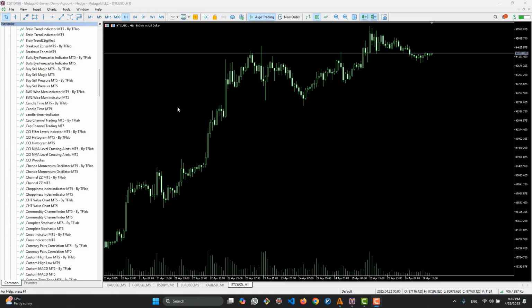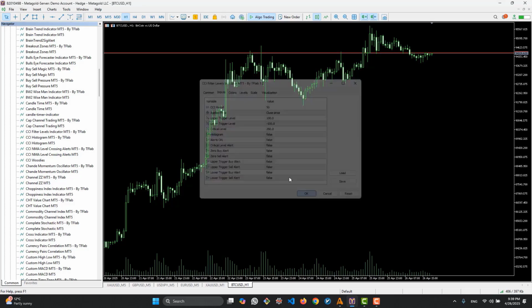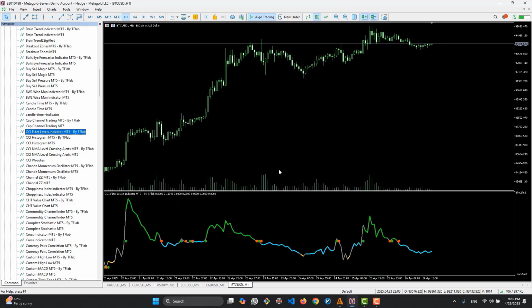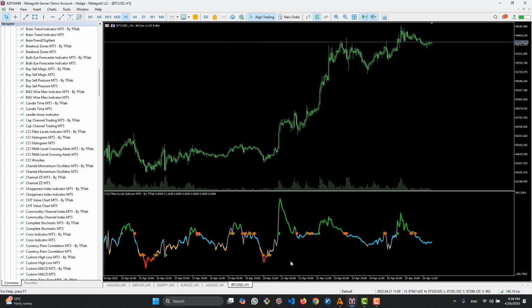Hello, in this video I will be reviewing the CCI Filter Levels indicator on the MetaTrader 4 and MetaTrader 5 platforms. This indicator is an improved version of the CCI indicator where we have the same CCI line as the main line here, and we can set two trigger levels for it with different colors for both positive and negative zones.